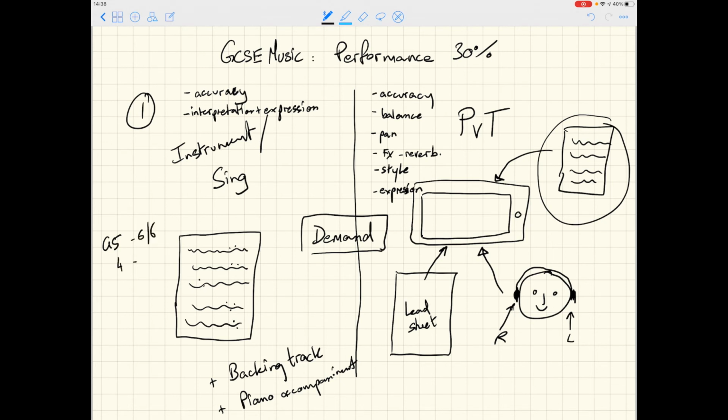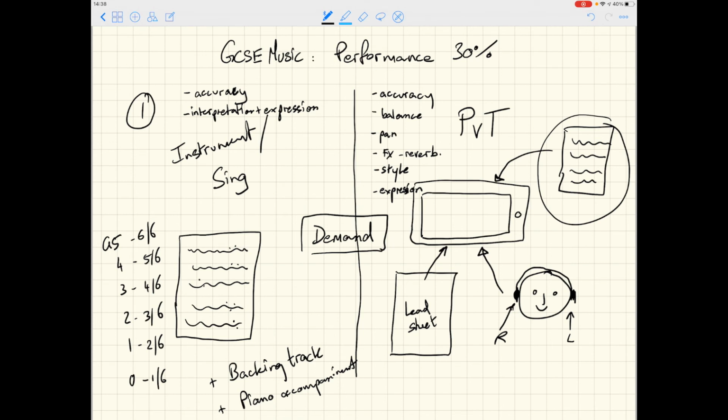Grade 4 would give you 5 out of 6, grade 3 gives you 4 out of 6, grade 2 gives you 3 out of 6, grade 1 gives you 2 out of 6, and if it's below grade 1, you still get 1 out of 6 for demand. The only way you get 0 on performance is if you hand nothing in at all.